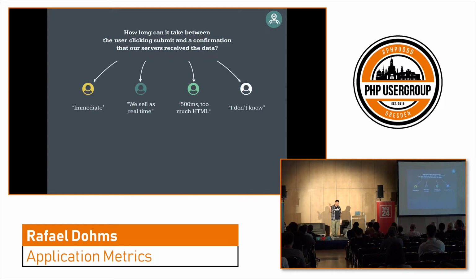So we went around the whole company and we asked a bunch of people. Some of them told us it needs to be immediate. Some of them told us we sell it as real time. Guess which department that was? Then we went to other people and said, well, it's 500 milliseconds because you got this huge HTML that needs to be processed into this and needs to be, guess who that was, right? Yeah, so that was the original developer. And then simply people who didn't know, didn't care, right?